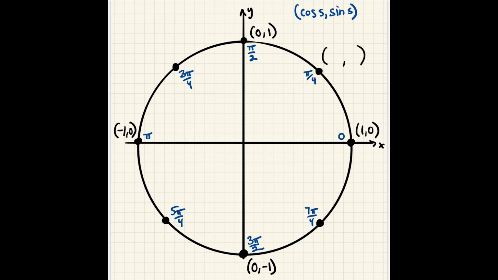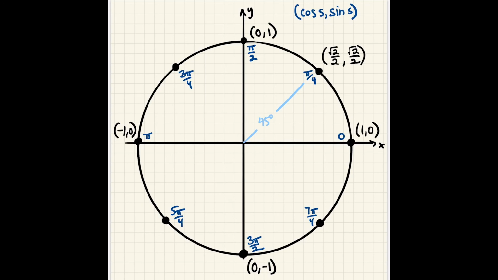Now, we know in degrees that pi over 4 is 45 degrees. So these coordinates here we're going to populate because we know what cosine and sine of 45 degrees are. We can look them up on a 45, 45, 90 triangle. Well, we know that cosine of 45 degrees is root 2 over 2, and sine of 45 degrees is also root 2 over 2.